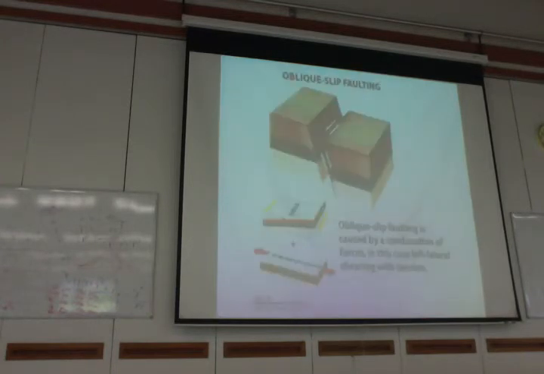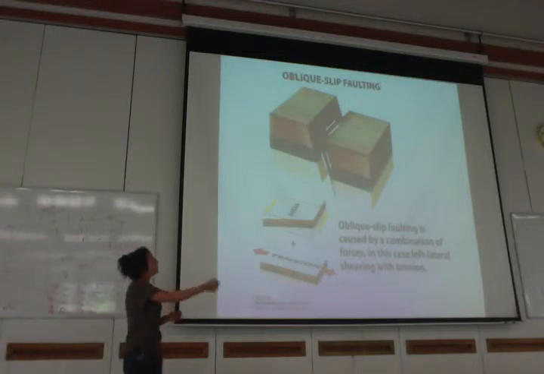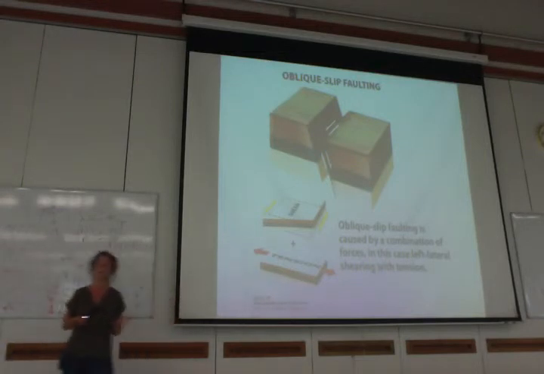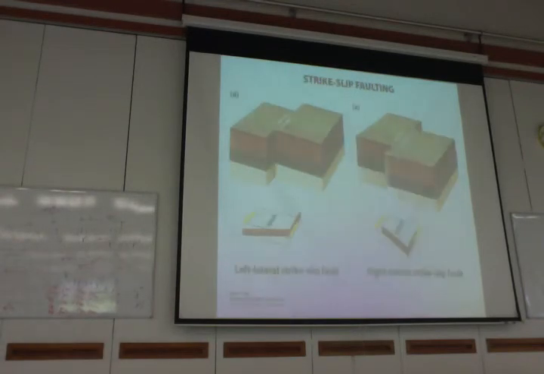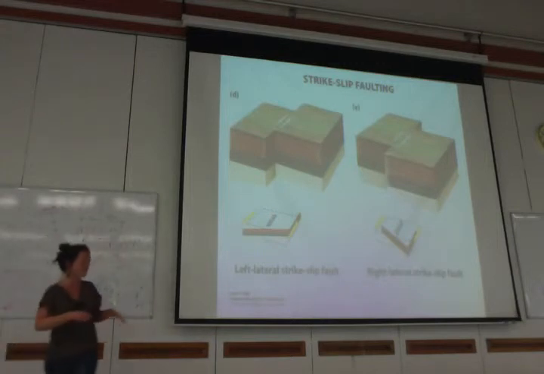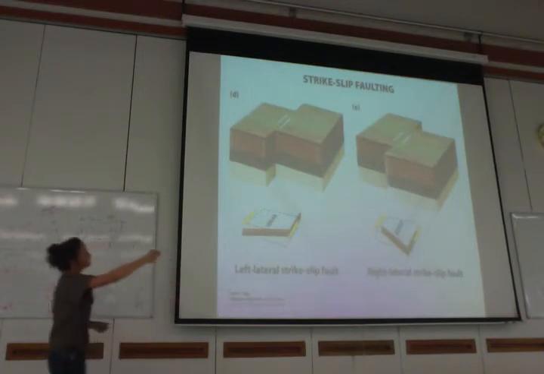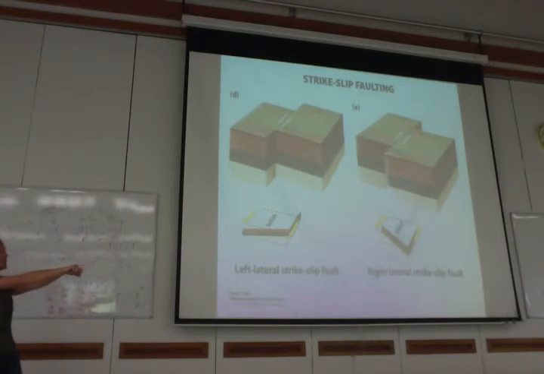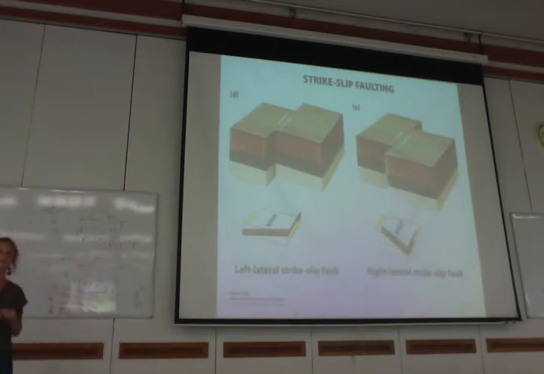And this is just another picture of what oblique slip faulting means. This is where we've got some vertical movement as well as side to side. So finally, the other type of fault, this is the fault produced when we have shear stress. So instead of compression or tension, we've got the shear stress. So the movement is at 90 degrees to the dip of the fault. We call that a strike-slip fault.